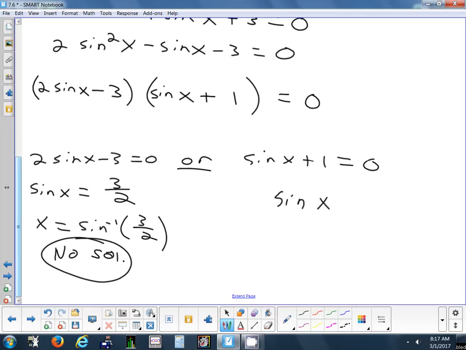Sine of x would equal negative 1. And now we have to take the inverse sine of negative 1. Can you do that? Yes. Negative 1 is between negative 1 and 1. What's the inverse sine of negative 1? Either an exact answer using pi or in degrees, but we want an exact answer.